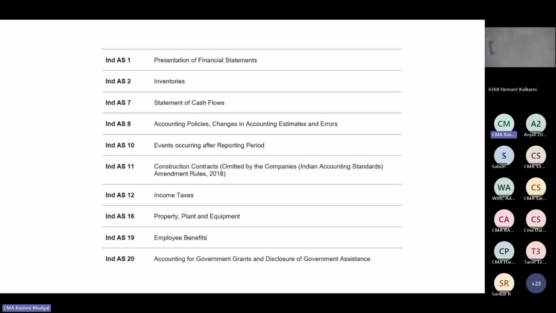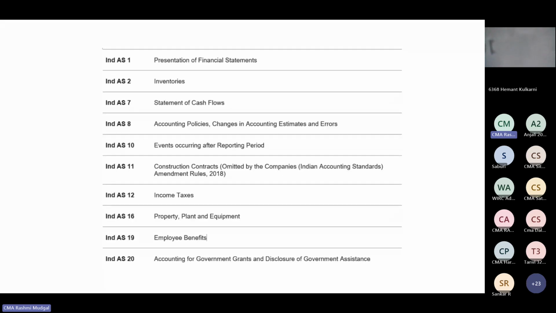In AS10, events occurring after the reporting period. There is a period where we report our accounting, maybe after the financial year ends. Some events occur in that period, and what we need to do in the financial reporting will be discussed under AS10. In AS11, construction contract is omitted by the Companies Act, Indian Accounting Standard Amendment Rules 2018. It has not come yet, it is still omitted.